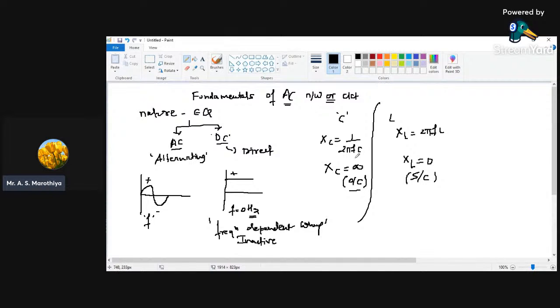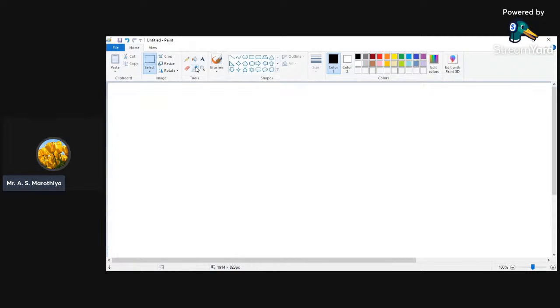So based on this, you may have some questions in GATE, like calculate the equivalent resistance of a circuit, and the circuit is something like this. We have a capacitor, and then here we have a resistor, and then here we have an inductor, followed by one more resistor, and here we have one more resistor.